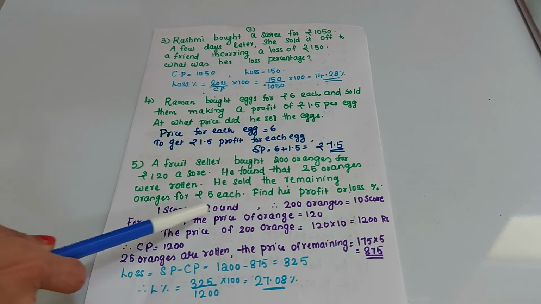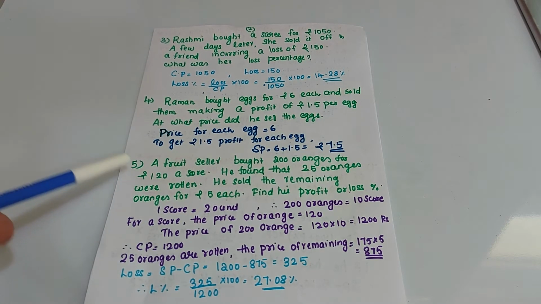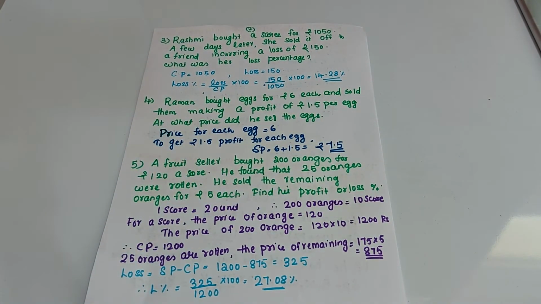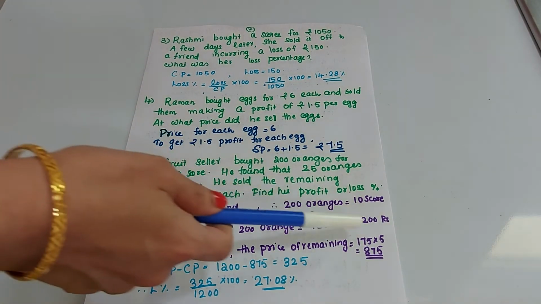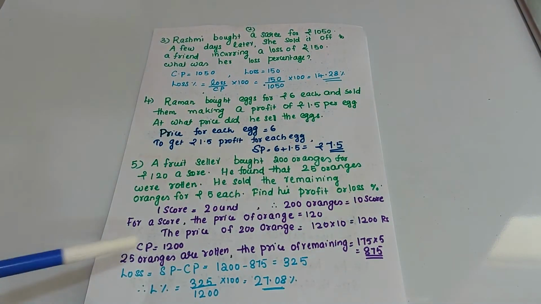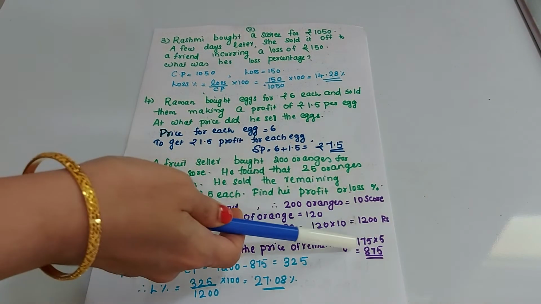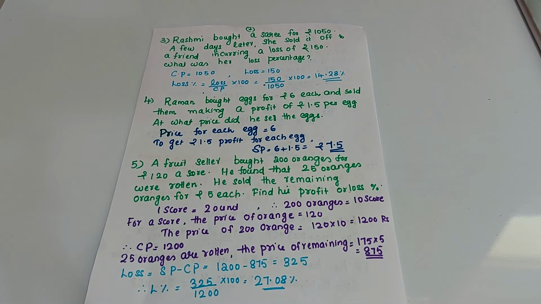So 1 score equals 20 units, so 200 oranges means 10 score. For a score, the price is 120, so for 10 score, the price is 1200 rupees. This is his cost price. So cost price is equal to 1200 and 25 oranges are rotten, so the remaining oranges are 175. The price of each remaining orange is 5, so the total price for 175 oranges is 175 into 5, which is equal to 875.